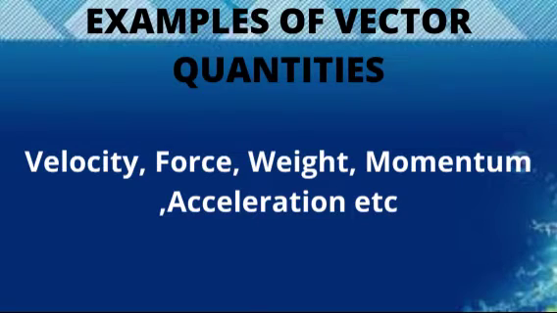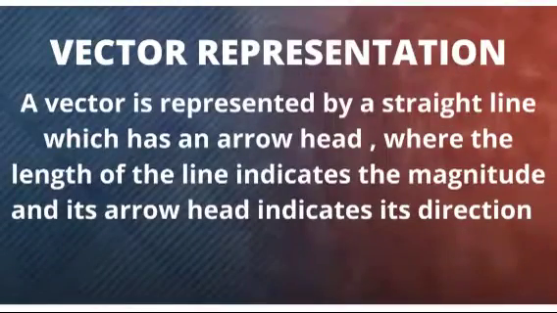If an object is accelerating, it is accelerating towards a particular direction. If a force is acting on an object, a force we define as a push or pull, if you are pushing an object, you push the object to a particular direction. So vector quantities have direction. The weight of an object acts downwards because of gravity, so it has a direction. So while vector quantities have direction, scalar quantities do not have direction.